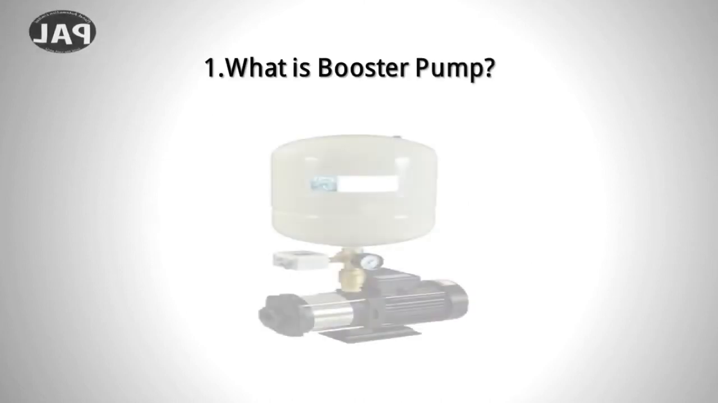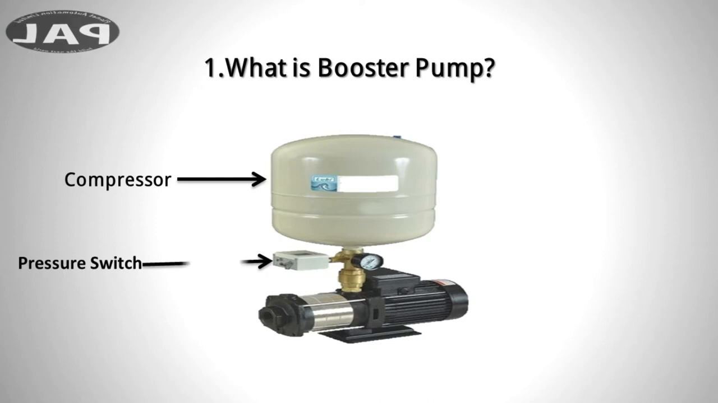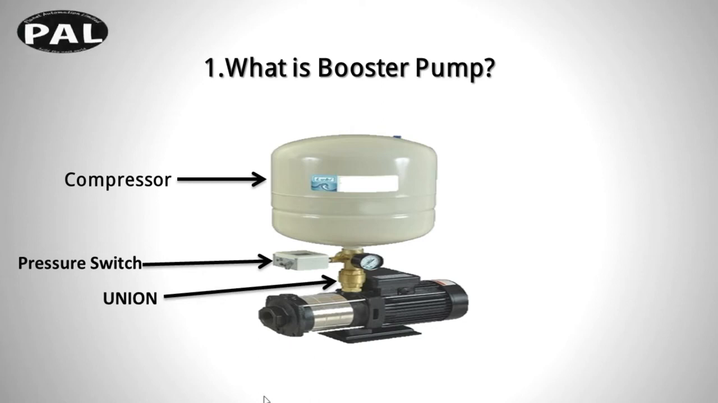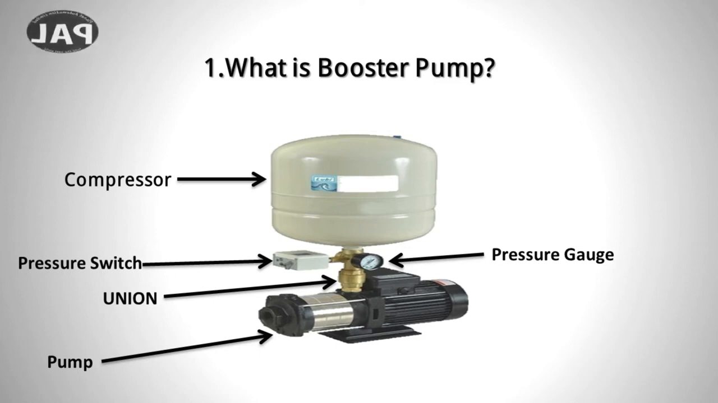What is a booster pump? The compressor you see here is one of the parts of the booster pump. A pressure switch you see here. And third is the union, which is the most important for any kind of booster pump system. The pump is our main device in this booster pump. Pressure gauge, very important. How much pressure is inlet to our pump, the pressure gauge indicates to us. This pressure limit we are controlling here.